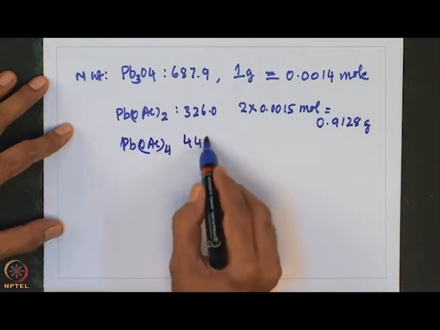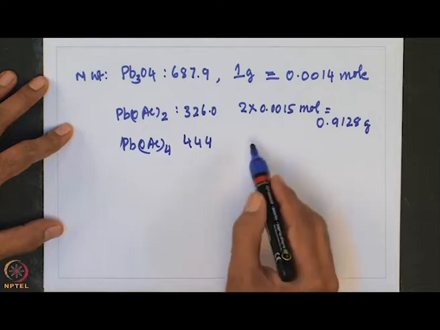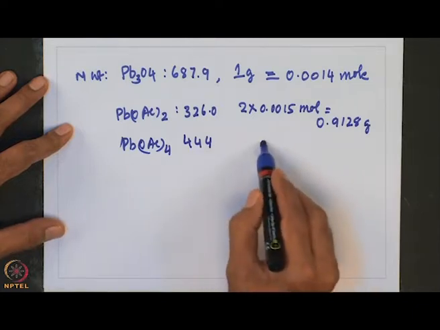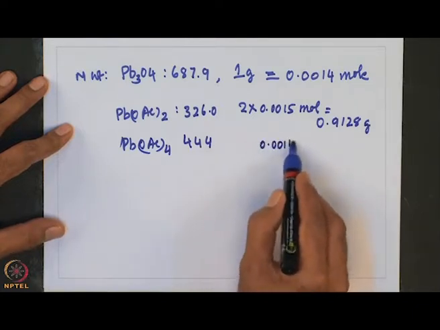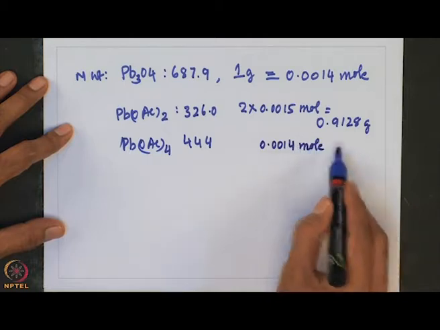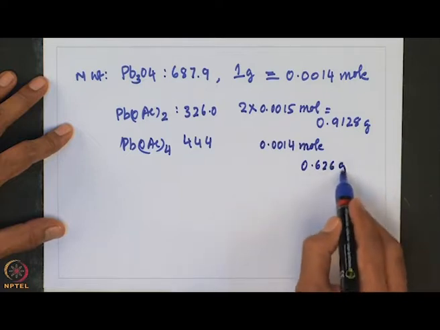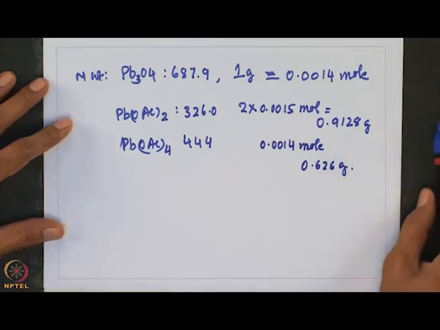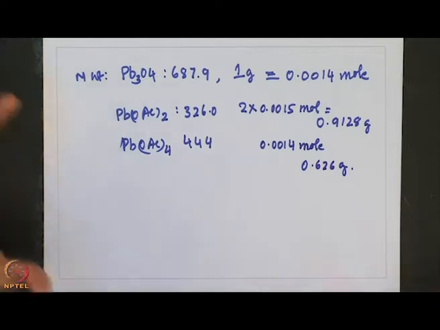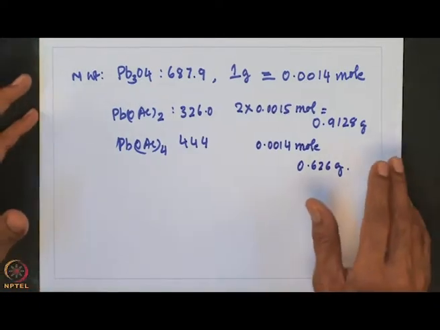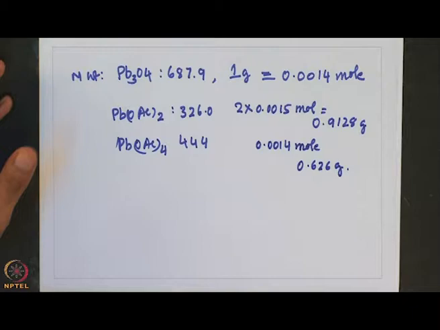So, then Pb(OAc)4, molecular weight is 446, okay, should form essentially 0.0014 mole. So, this accounts for about 0.626 grams. Okay. So, this is how you can calculate the amount of lead acetate and lead tetraacetate formed in this reaction. Of course, we can also look into the uses of group 14 element oxides.